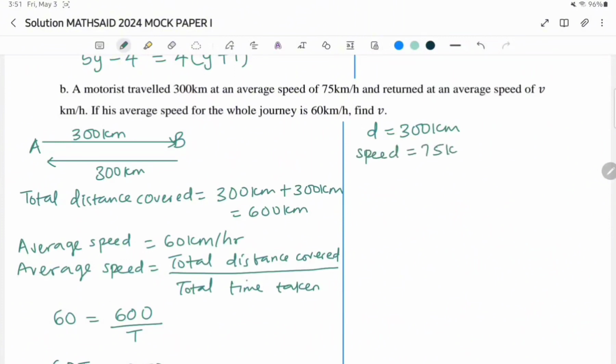is 75 kilometers per hour. Let's also remember that speed is distance over time, right? So that means 75 equals distance, which is 300 kilometers, all over time. Let's represent this time with T1, since it is the first part of the journey.